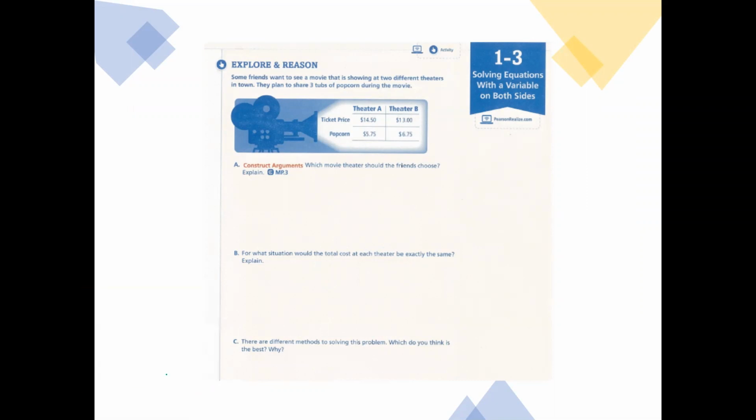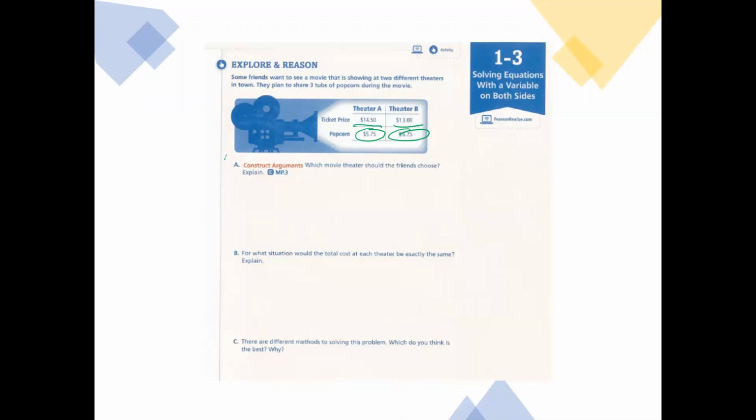Start off right here. Some friends want to go see a movie that is showing at 2 different theaters in town. They plan to share 3 tubs of popcorn during the movie, and you have 2 different options of theaters. For theater A, the ticket price of a movie is $14.50, whereas theater B gives you a price of $13. And of course, the exchange is that for theater A, the popcorn is a little bit less expensive at $5.75 a bucket, which is still very expensive. And theater B is $6.75.